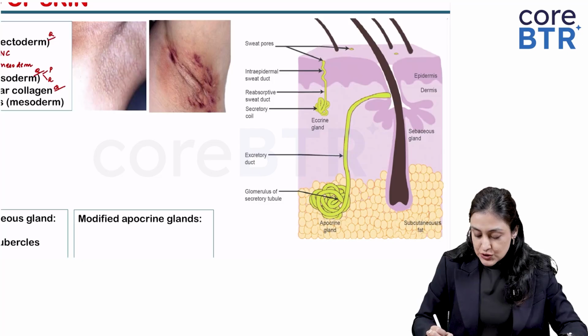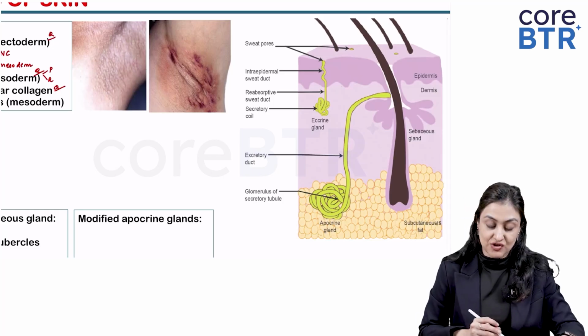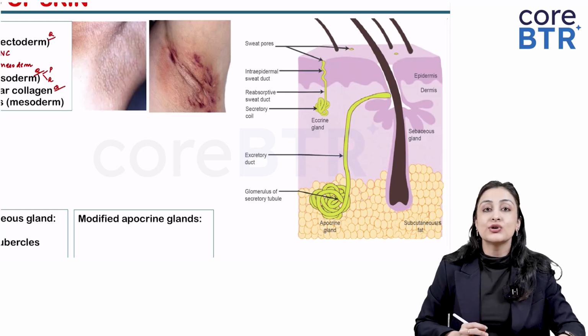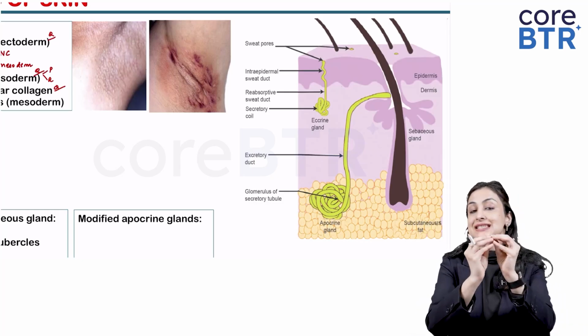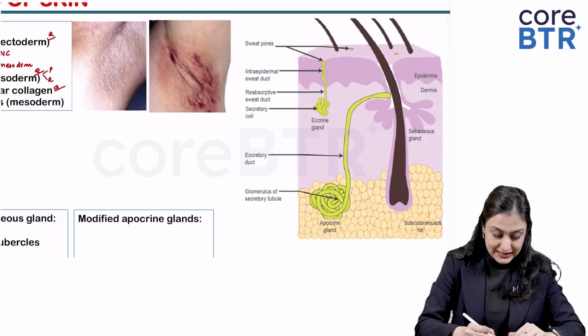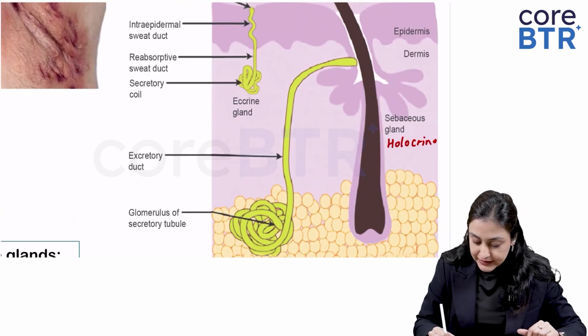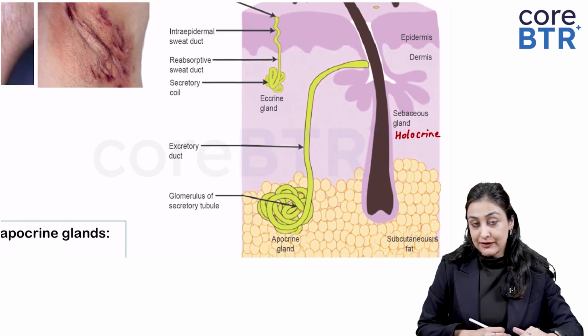pilosebaceous unit. So this is where you have sebaceous gland which opens in, and this is what has been asked many times as an image based question. It's a holocrine gland. Holocrine gland means the complete cell is released as secretions. Okay, so that is what sebaceous gland is. It is a holocrine. So that's just a quick anatomy integration. All right, so it opens into the hair follicle.